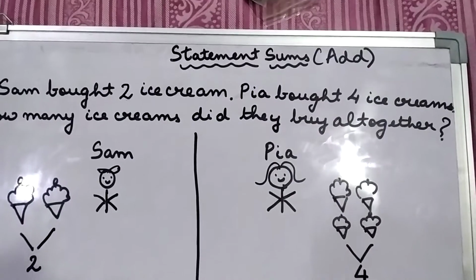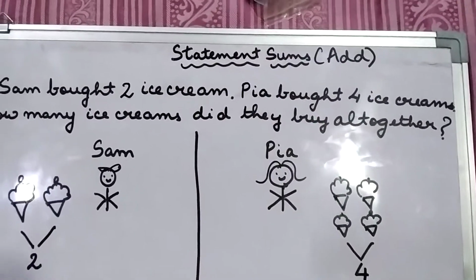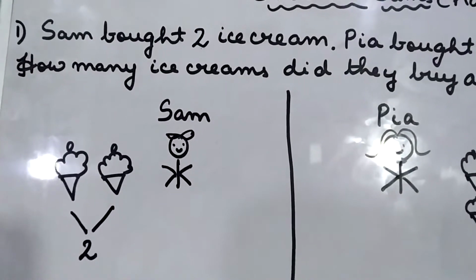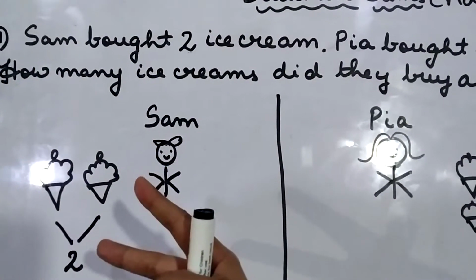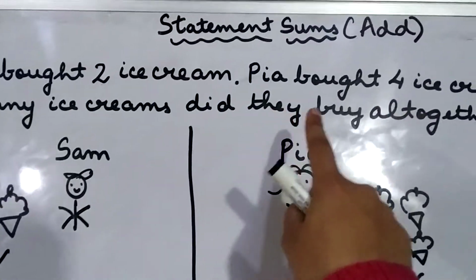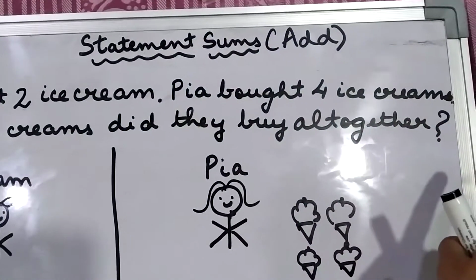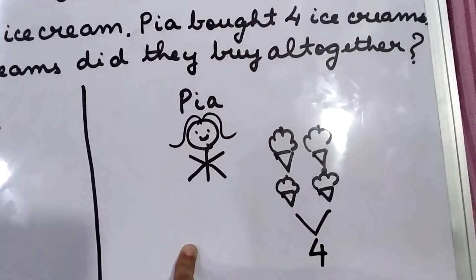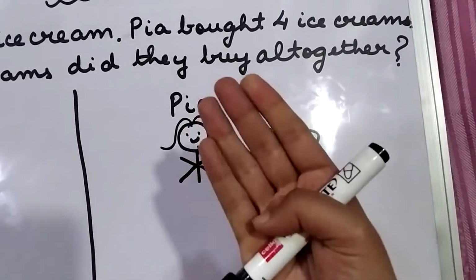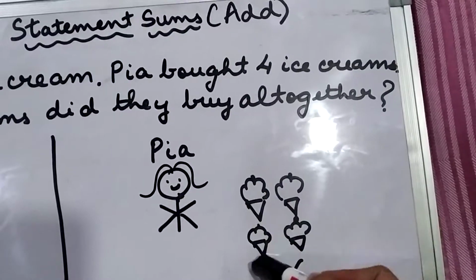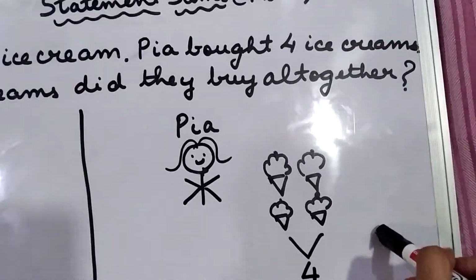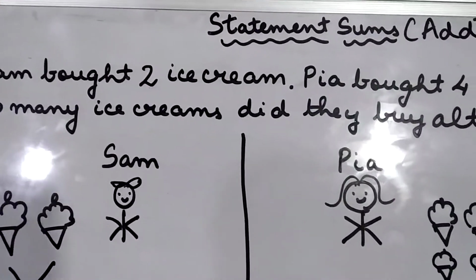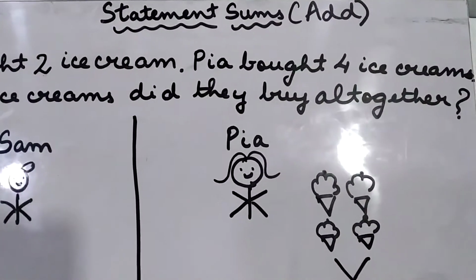Sam bought 2 ice creams. This is Sam. Sam has bought how many ice creams? He has bought 2 ice creams. And Pia bought 4 ice creams. So this is the girl, Pia, who has bought how many ice creams? She has bought 4 ice creams. These are the ice creams which Pia has bought. Now you have to find how many ice creams did they buy all together.